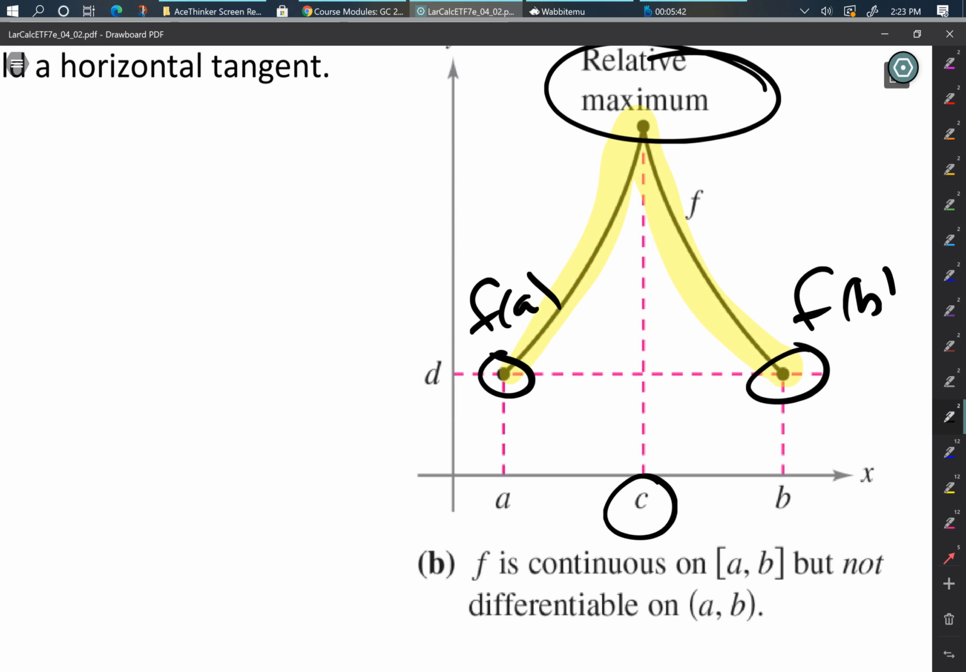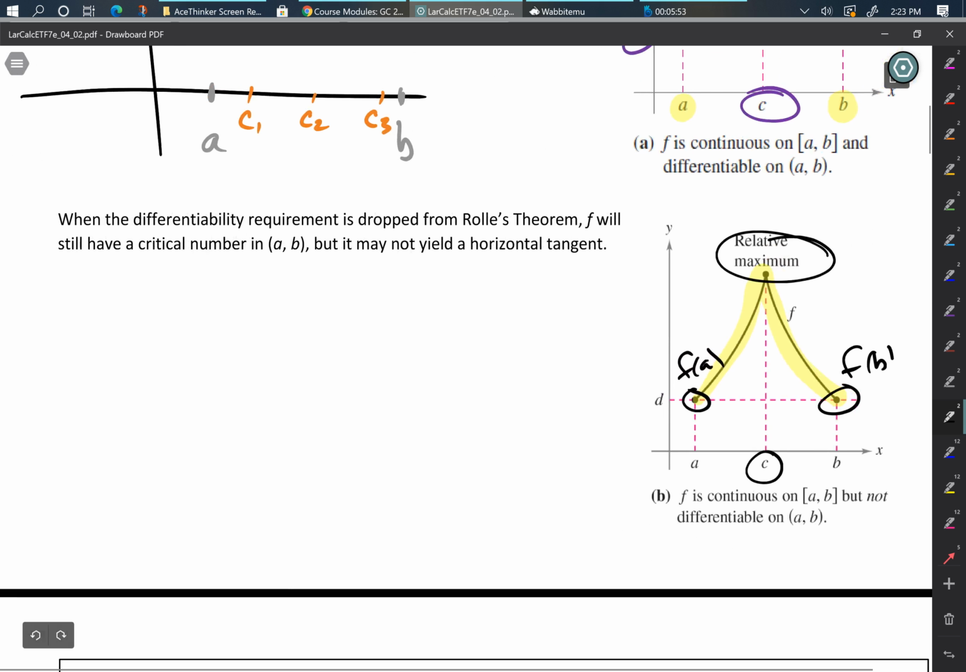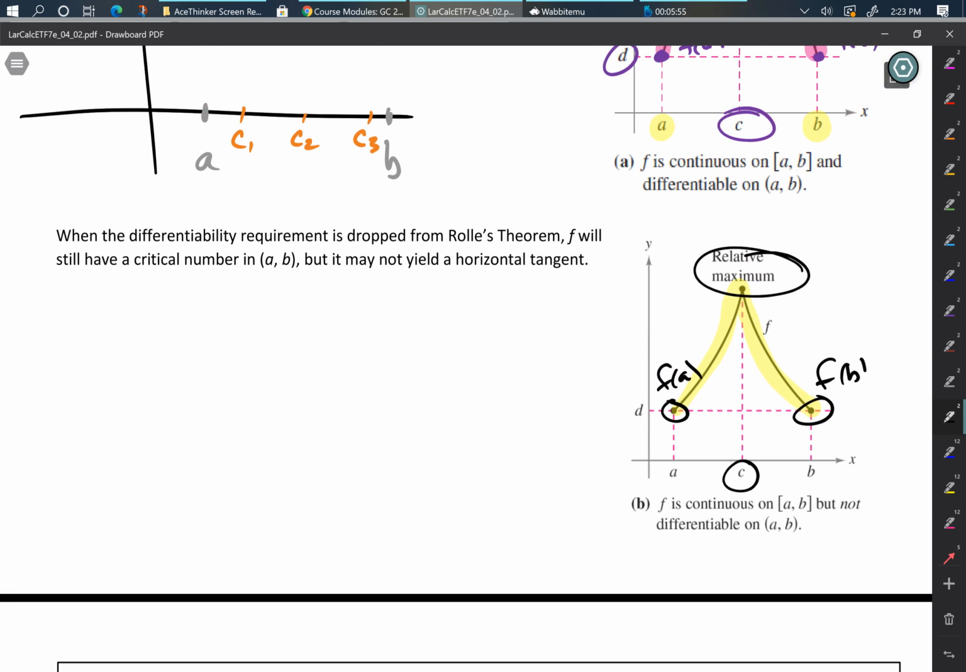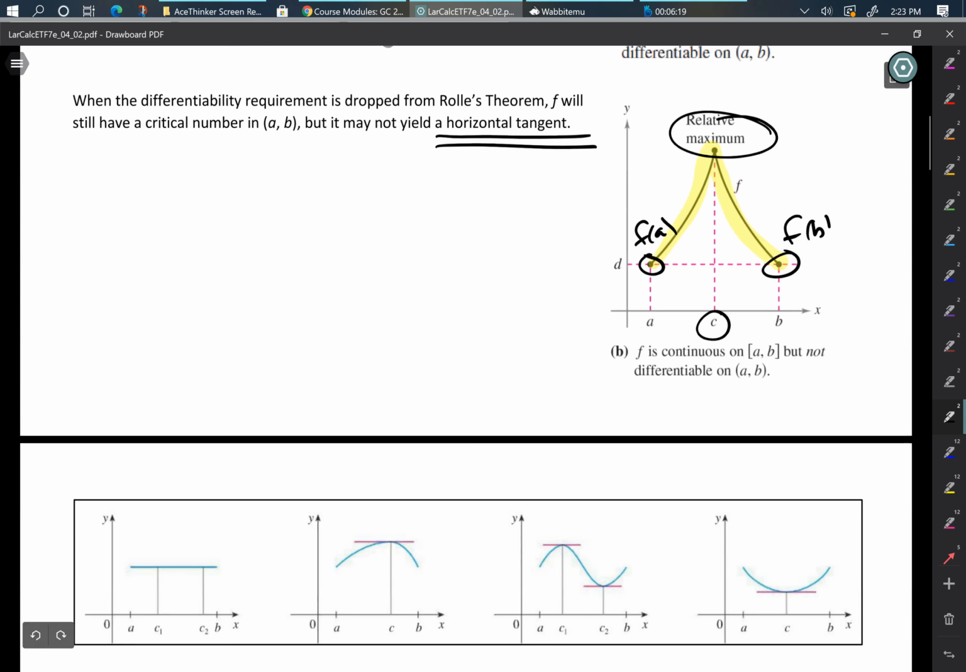But Rolle's theorem doesn't tell me that this has to happen, because this function is not differentiable on the entire open interval a to b. And so it could happen. It doesn't have to happen, though, when you relax that requirement of differentiability. The requirement of differentiability helps us because it forces a horizontal tangent at those maxes or mins, to go up, to come back down, and to go back up again and get those horizontal tangents that we like. And so that's why Rolle's theorem has that requirement.